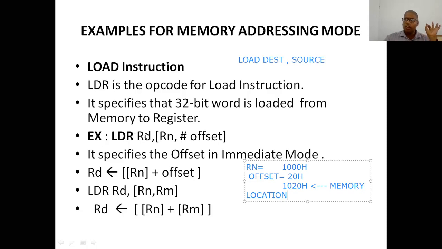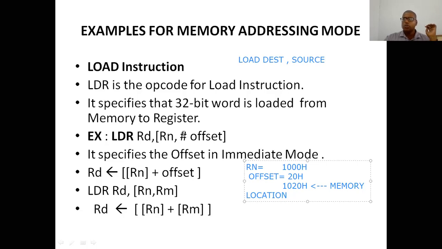As we are discussing these examples of memory mapped addressing modes, everything here deals with memory. Whenever you encounter square brackets, that indicates a memory location. Whatever value you get between these square brackets will be considered as the address of a particular memory location. Here I have given Rn comma hash offset. Whenever you encounter this hash, that is nothing but an immediate value.